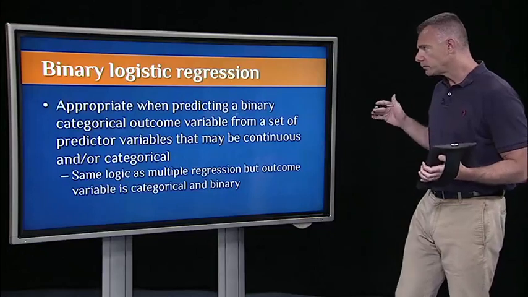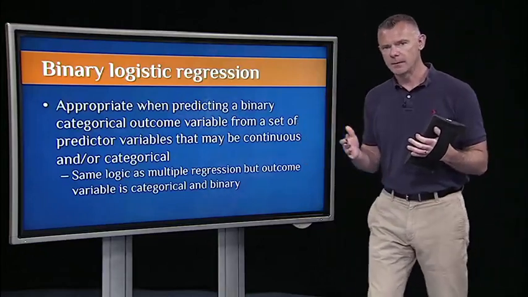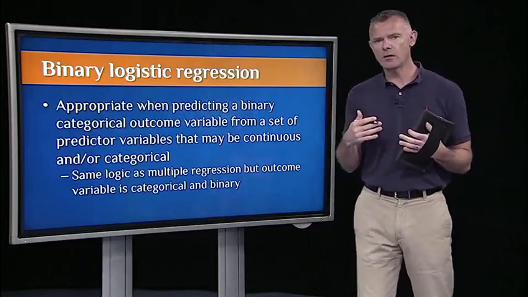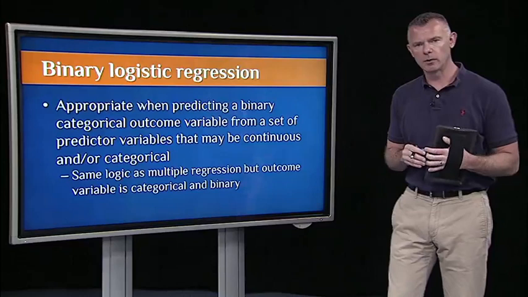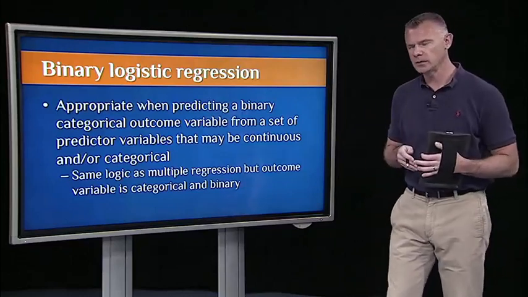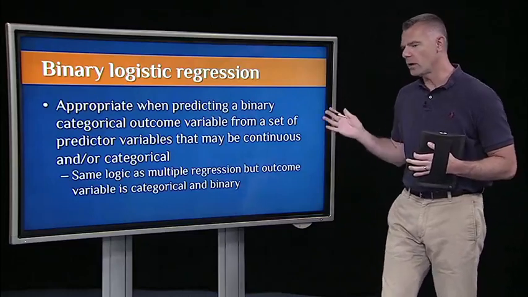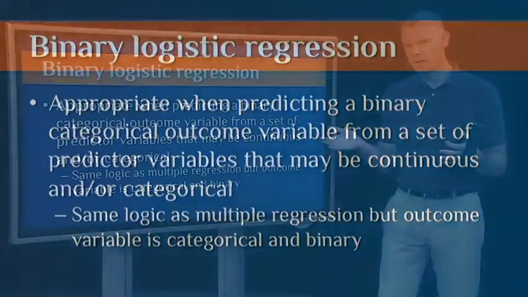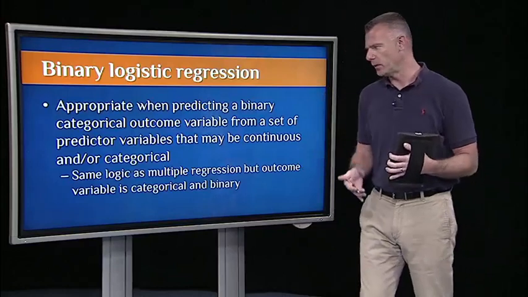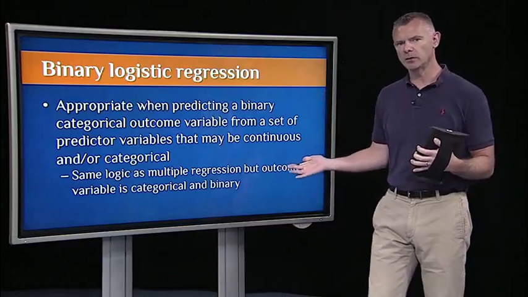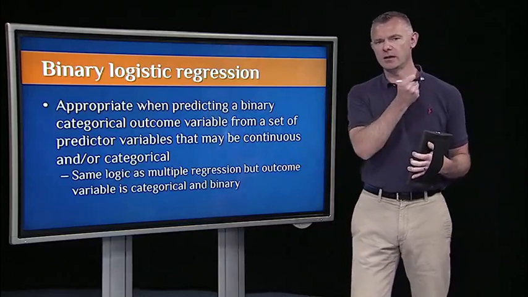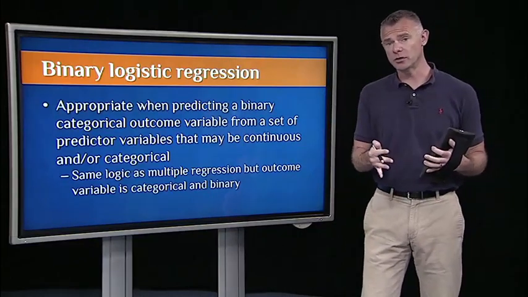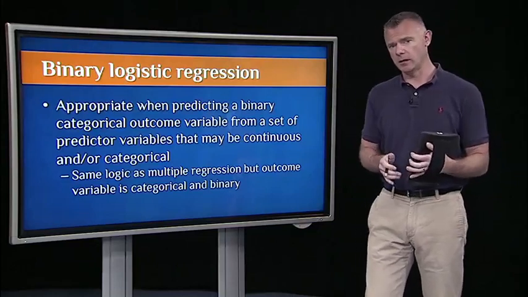In this first segment, I want to talk about the concept of binary logistic regression and how it's different from regular simple regression or multiple regression that we covered a few weeks ago. As I mentioned, it's appropriate when predicting a categorical variable that's binary, just has two possible outcomes, from a set of predictors that could be continuous, categorical, or a combination of both. It's the same exact logic as multiple regression, except now instead of having a continuous outcome variable with a normal distribution, we have a binary categorical outcome variable.